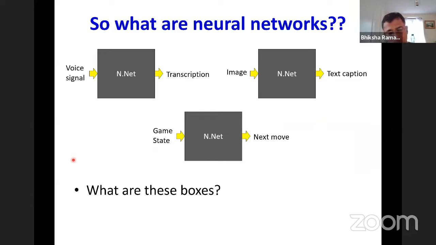Now, we've laid this background for neural networks being remarkable machines, and at this point, even an essential skill, knowledge of neural networks being an essential skill for people. But what are these networks? The network is just a box which takes in some input and produces an output. So it could take in a voice signal, it could output a transcription. It could take in an image, it produces a text caption. In the case of AlphaGo, it takes in the current game state and then suggests the next move. So we have this box in the middle, which takes in some input and produces some output.